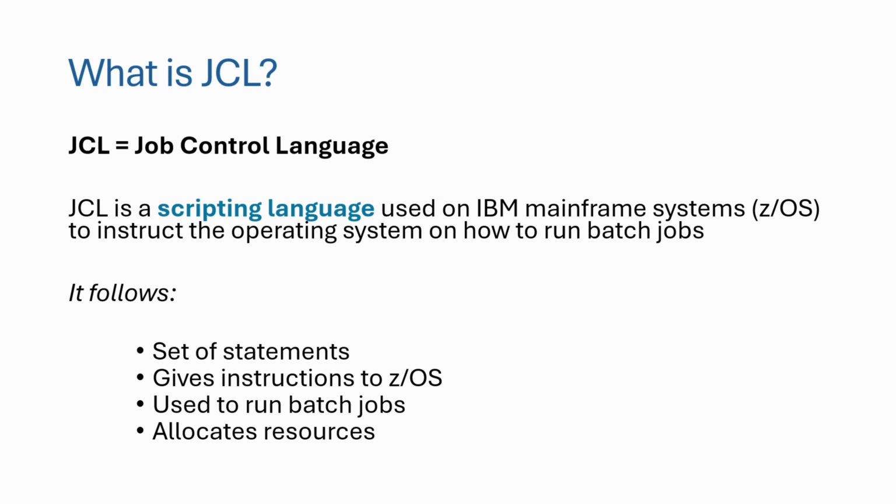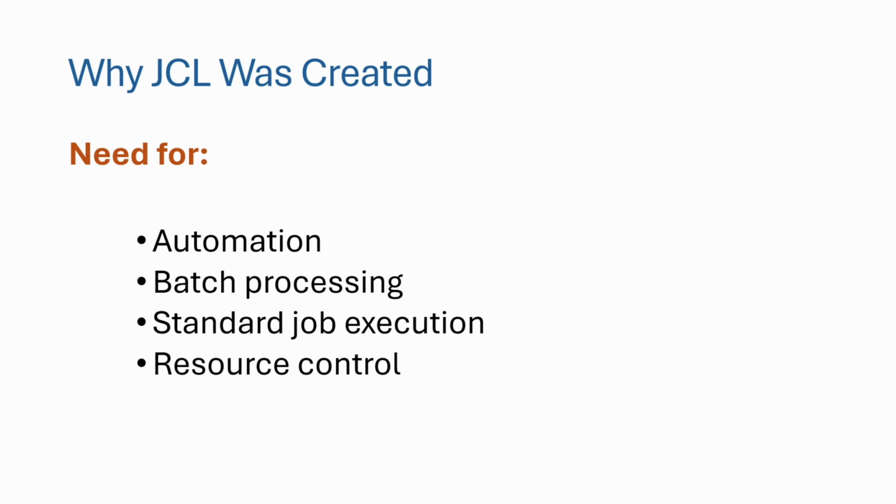JCL stands for Job Control Language. JCL is a scripting language used on IBM mainframe systems, z/OS, to instruct the operating system on how to run batch jobs. It is the command language for batch processing. It is a set of statements used to instruct the operating system. JCL does not perform calculations like COBOL. Instead, it tells the system, run this program, use this dataset, allocate this space, send output here, execute these steps. So JCL controls execution.